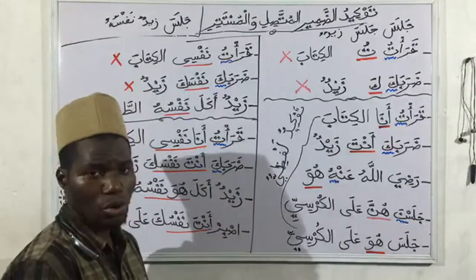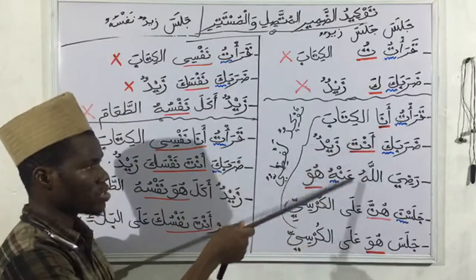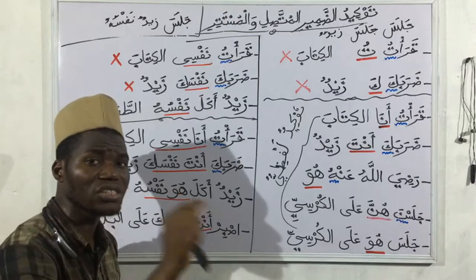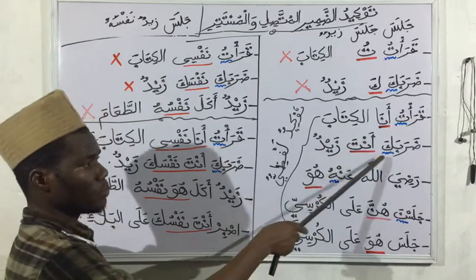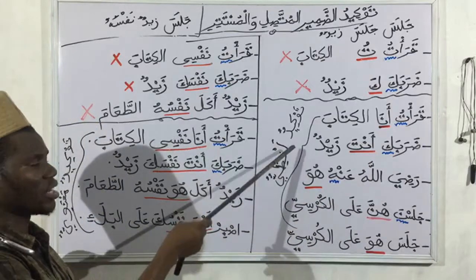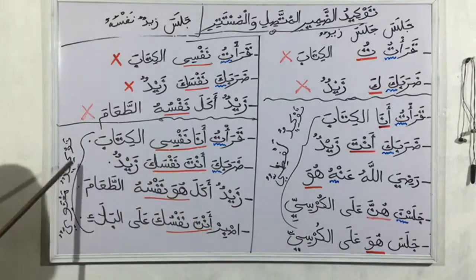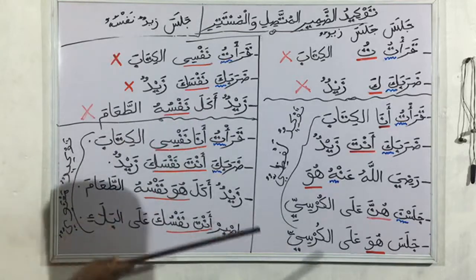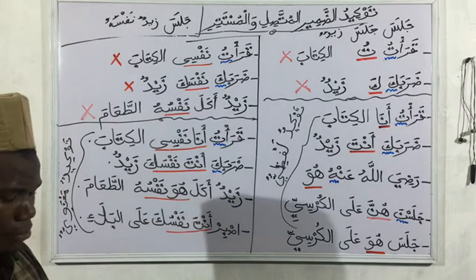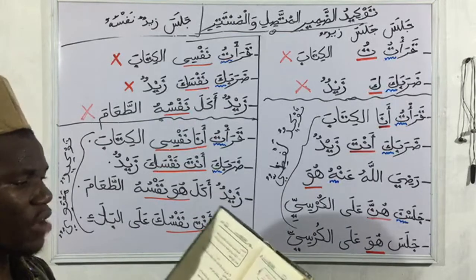So it's still the same concept. You write out a corresponding detached pronoun (Damir) to represent the attached pronoun or the hidden pronoun. That's for Tawkid al-Lafzi. Then if you wish to do Ma'anawi, you have to first do Lafzi before you can do Ma'anawi. So that is that. Then quickly, let's just see what we have here.